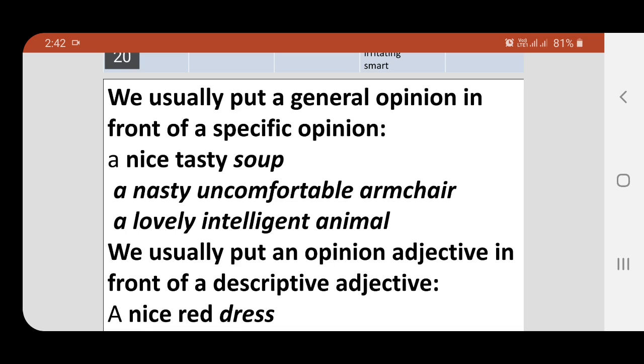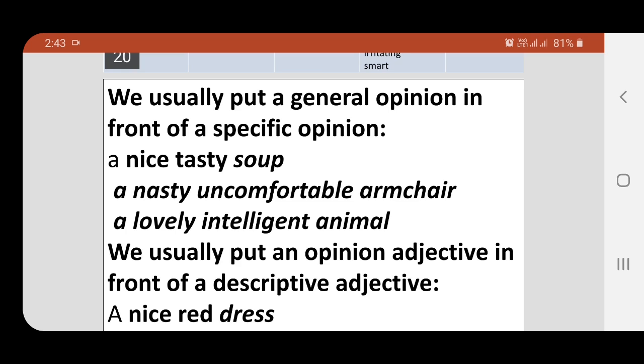Those horrible yellow curtains. Horrible, that is an opinion. It is an opinion adjective, so it is placed before the descriptive adjective, namely yellow. Yellow refers to the color of the curtains. So, those horrible yellow curtains. This is the order of using adjectives when we have a descriptive adjective and an opinion adjective. The opinion adjective is placed in front of a descriptive adjective.